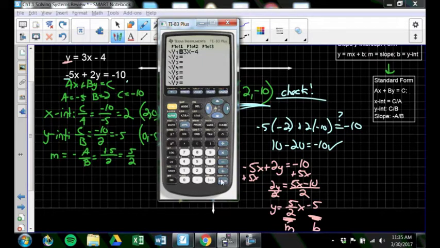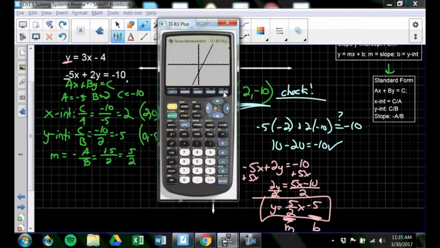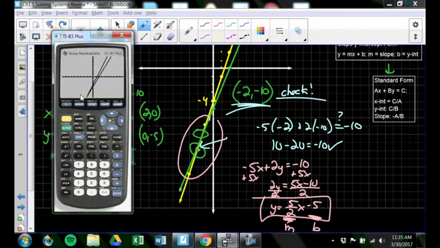The next one still has to have the y equals, so I need to use this equation here because the y is by itself there. 5 divided by 2, x minus 5. Now I'll press enter, I'll graph, and it looks like that. And just like my graph over here, it's kind of tough to tell where they're crossing.